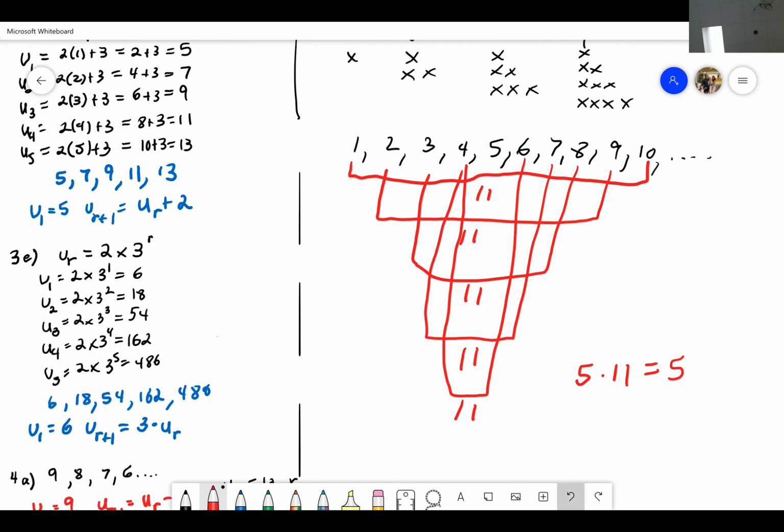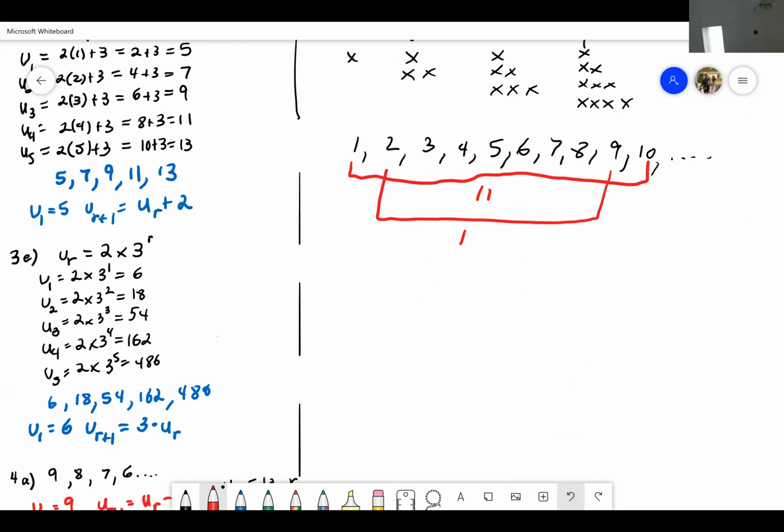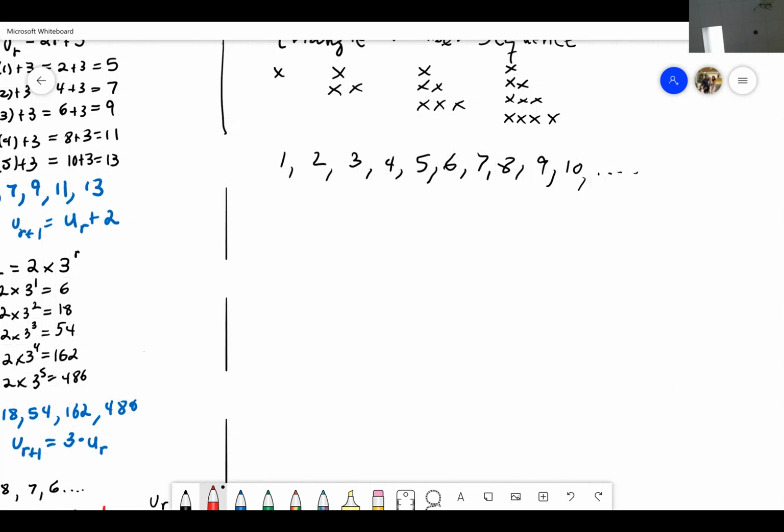Now, I'll go back. Okay, here's what I want you to do now. I want you to take your calculator and add 1 plus 2 plus 3 plus 4 plus 5 plus 6 plus 7 plus 8 plus 9 plus 10. Add them. You got 55? Wow. I got 55 too, but I used a different method.